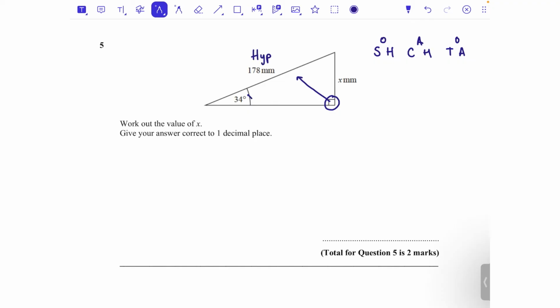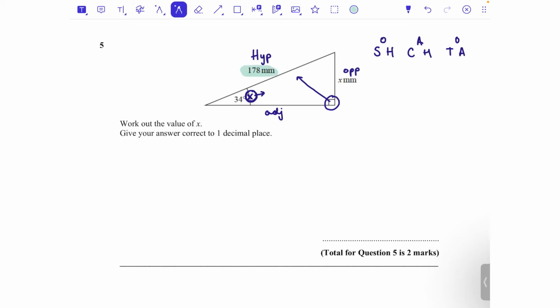Then I want you to imagine you are stood in the angle that we are interested in. In this case, it's the 34-degree angle. And you're looking into the triangle. Which side is next to you and which side is opposite you? So this side over here, that's opposite. And this side next to you here, that's the adjacent. And the adjacent is normally found between the angle you're interested in and the right angle.